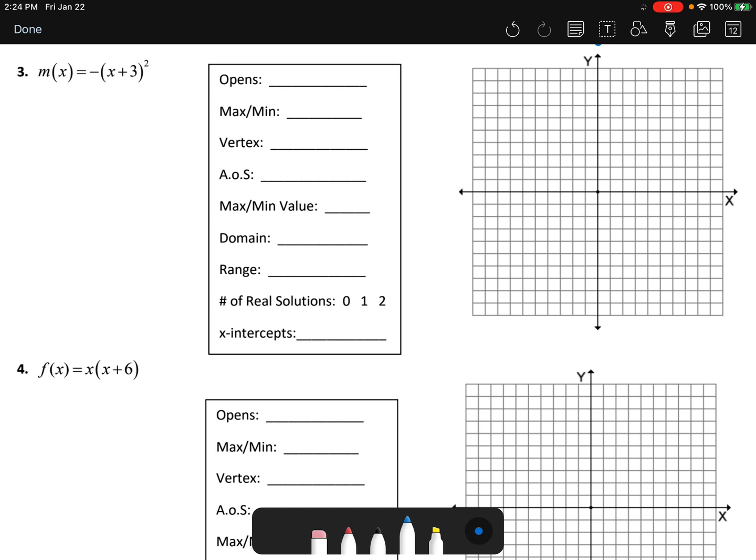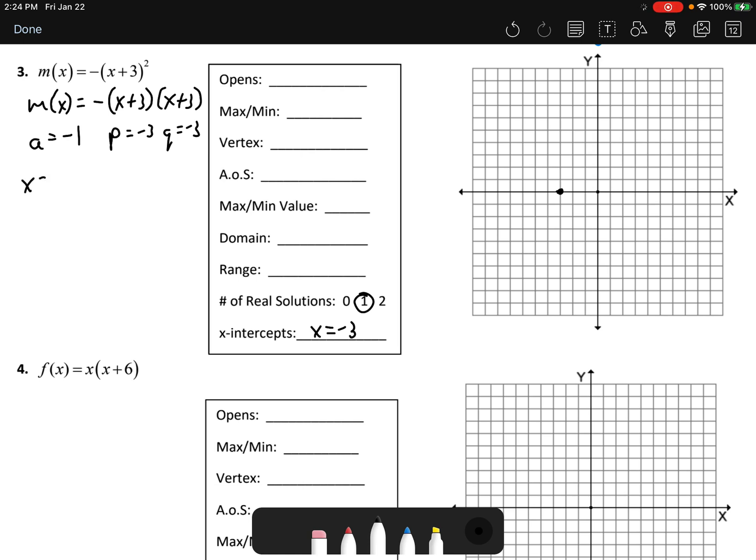Negative x plus 3 quantity squared. Okay, another way of writing this, what does squared mean? Oh, it means write it twice, right? So what's a in this case? Negative 1, right, correct. But p and q are both negative 3. So you can't have two negative 3s, so we only have one solution, x equals negative 3.